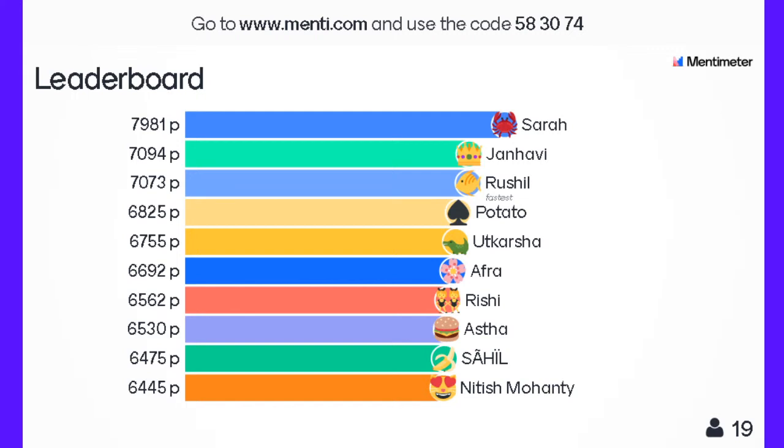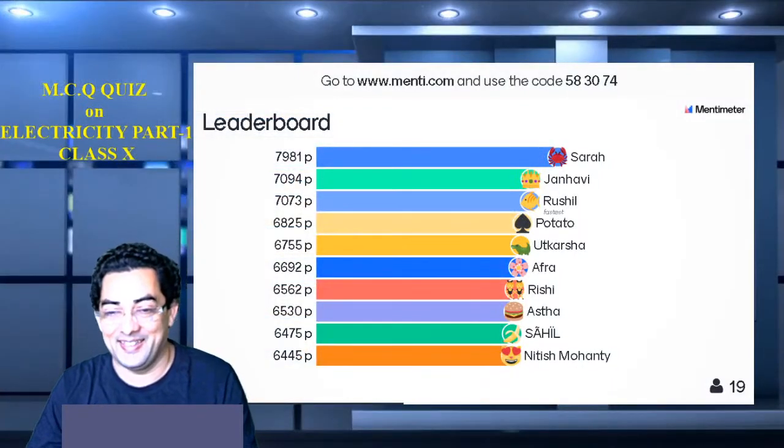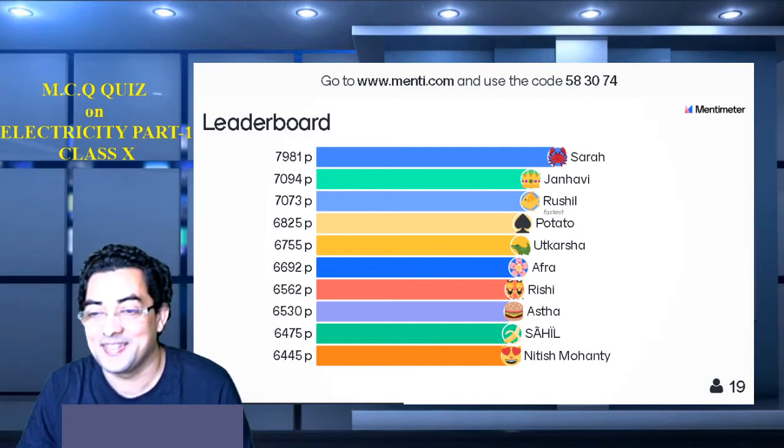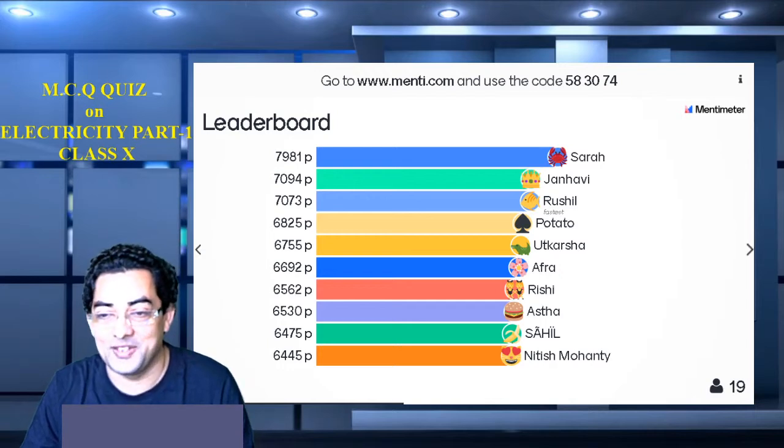Wow, the Rushil potato has started moving up slowly. It seems we will get to eat potato in the finals today. Okay, either we will eat fish or we will eat crab. All sea animals have started moving up. All sea animals, right? Okay. Come on, Burger. Come on, Nitesh and Sahil. Okay. So, let's move on to the next one.